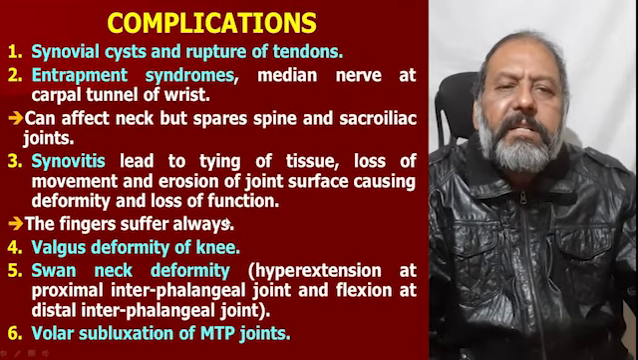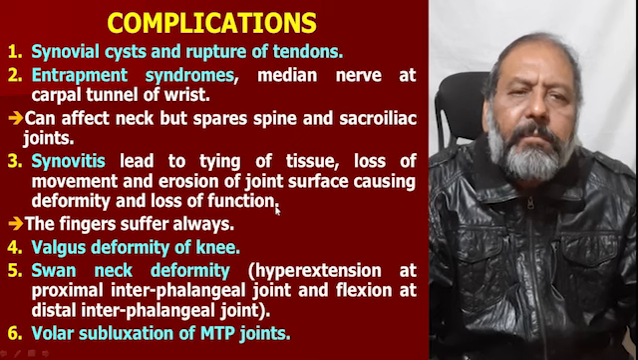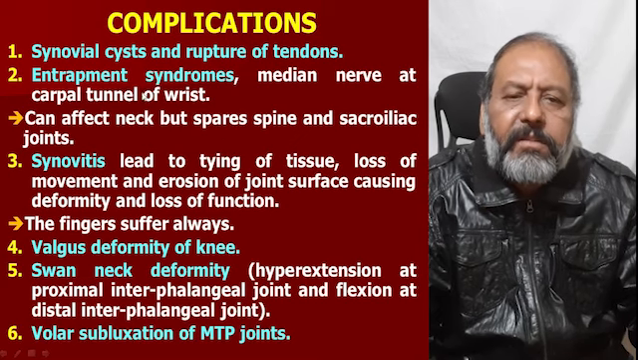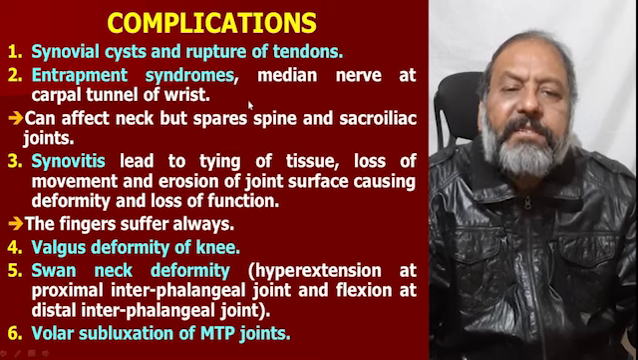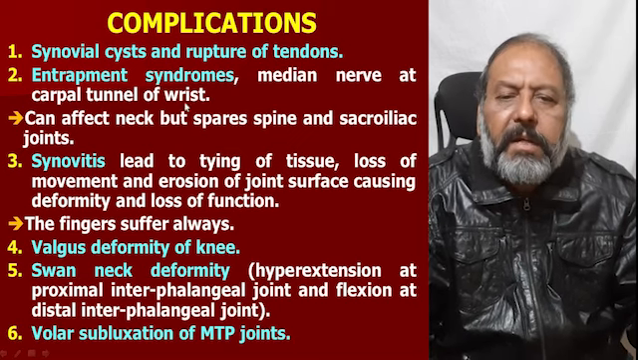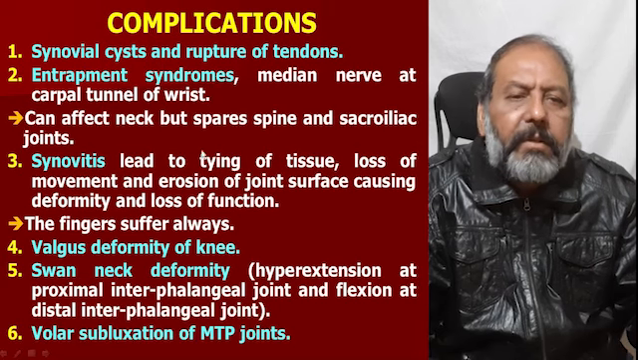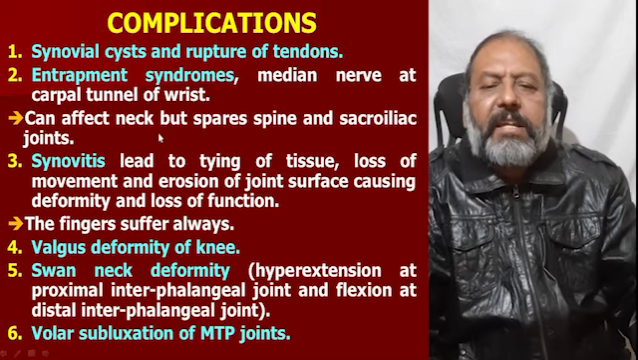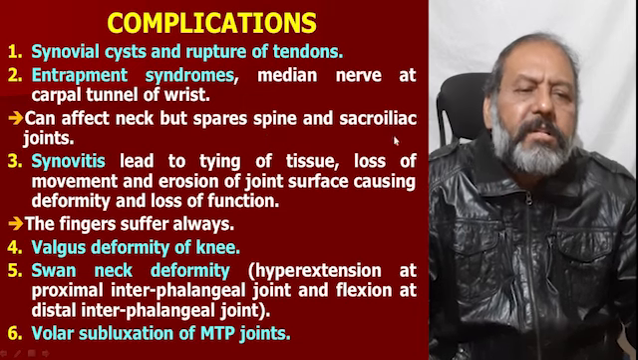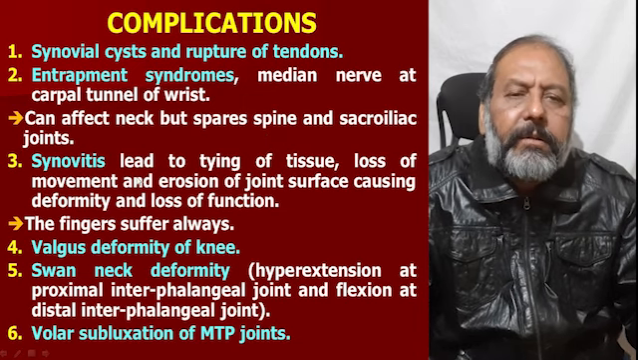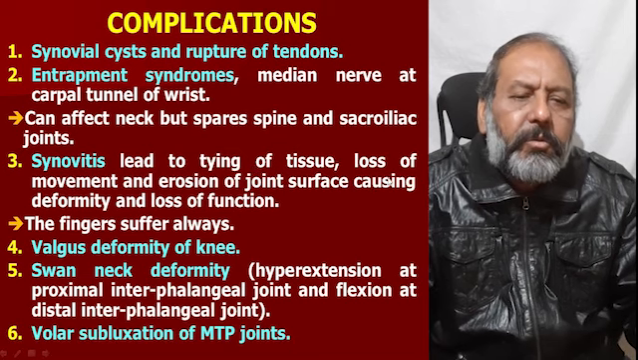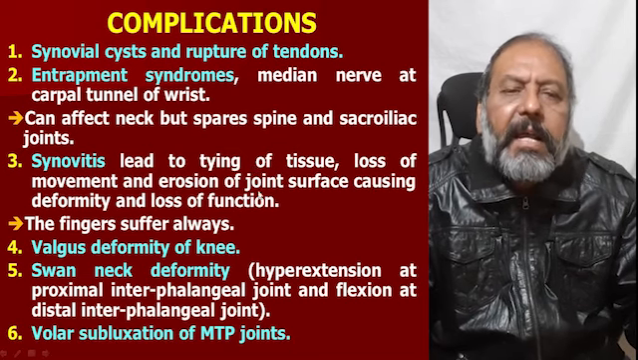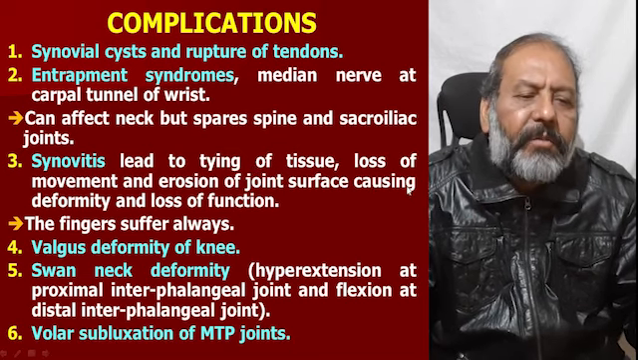Now, there are certain complications which occur because of rheumatoid arthritis. These are synovial cysts and rupture of the tendons, entrapment syndrome, median nerve at the carpal tunnel of the wrist. I have already shown you that it can affect the neck but spares the spine and sacroiliac joint. Then synovitis leads to the tying of the tissue, loss of movement, and erosion of the joint surface, causing deformity and loss of function.